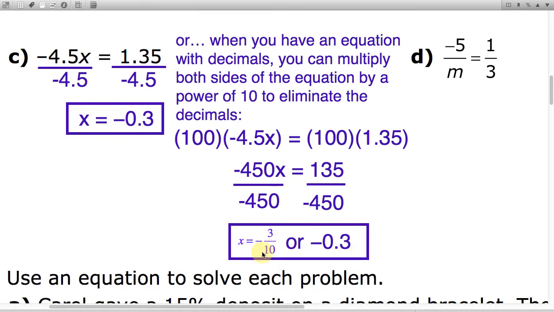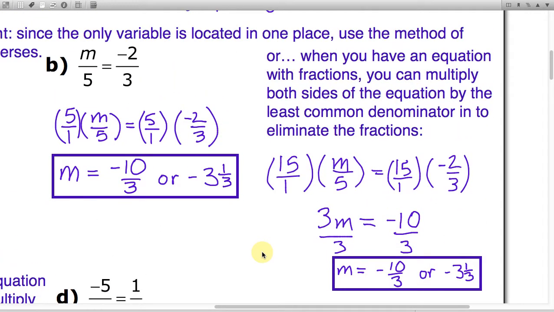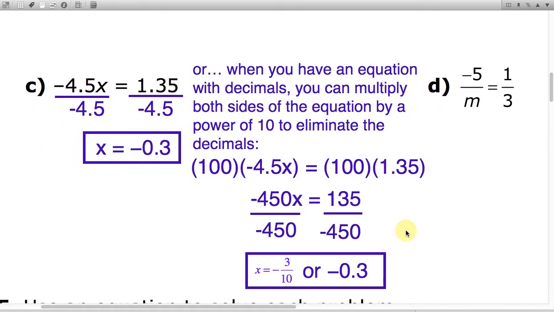So now just comparing that with what we did in part B, notice that in part B, we had a form of an equation which maybe we don't want to work with. If you don't want to work with fractions, you can multiply both sides of the equation by the least common denominator, which is the least common multiple of these two denominators. Multiplying both sides by 15 gave us 3m equals negative 10, and there were no more fractions in the equation. In a similar kind of way, if we didn't want to have any decimals in the equation, we multiplied by a power of 10.